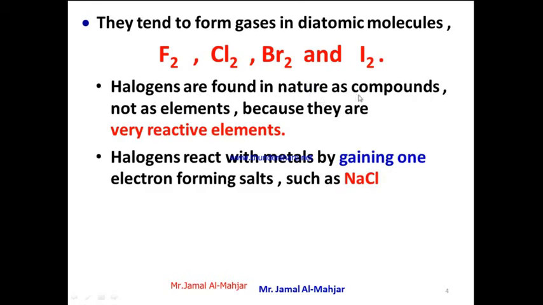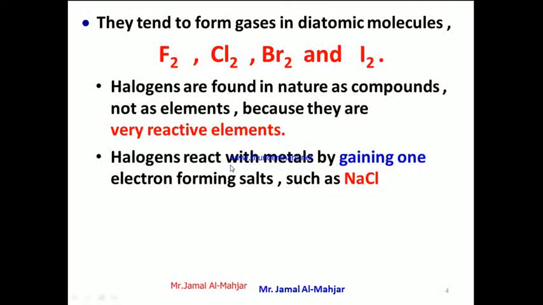Halogens are found in nature as compounds. So in our life we find them as what? As compounds, not as elements. Why? Because they are very reactive elements. Very reactive elements, that means they react with other elements forming salt, as I said.